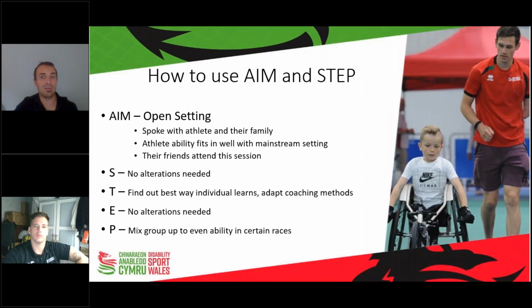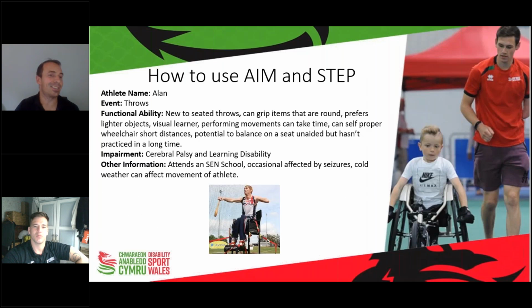Brilliant. That's example one. Example two, you've got Alan. He's interested in throws. So again, Alan's functional ability. He's new to seated throws. He can grip items that are round. He prefers lighter objects. He's also a visual learner, so when he sees something, he can go and do it. Performing movements can take time with Alan, so he may need that extra bit of support. He may have to concentrate so much on a movement that it could take him a little bit longer. So from a coaching point of view, it's finding this out beforehand and thinking, okay, rather than rushing Alan, say, actually, Alan, take your time, lots of patience, and when you're ready to throw, concentrate and you can throw that object.